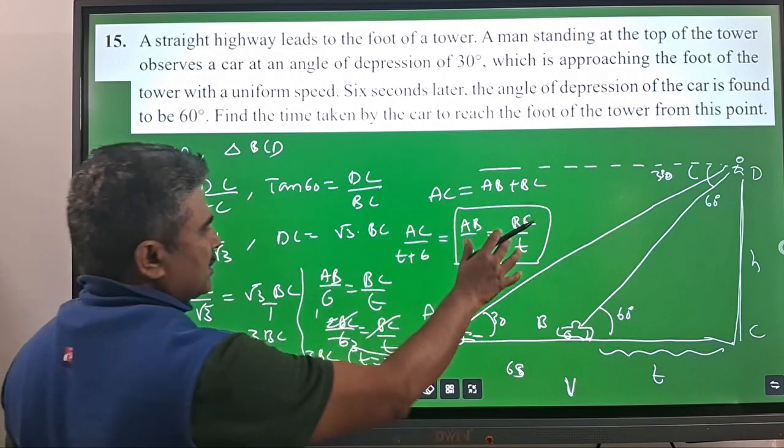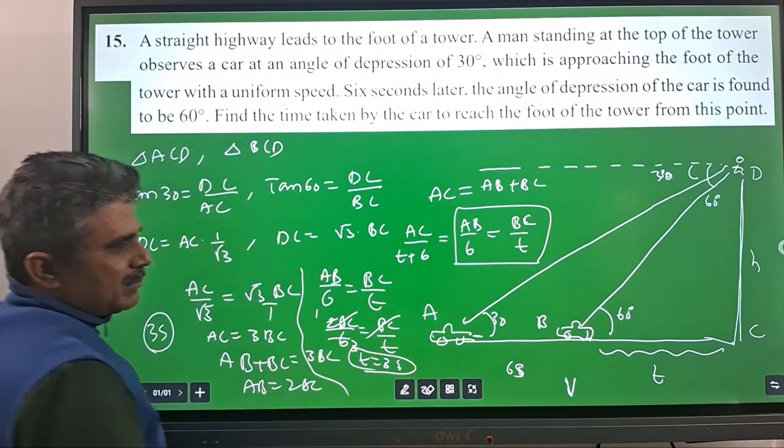With the mathematical approach also we can say 3 seconds is the time for traveling from B to C.